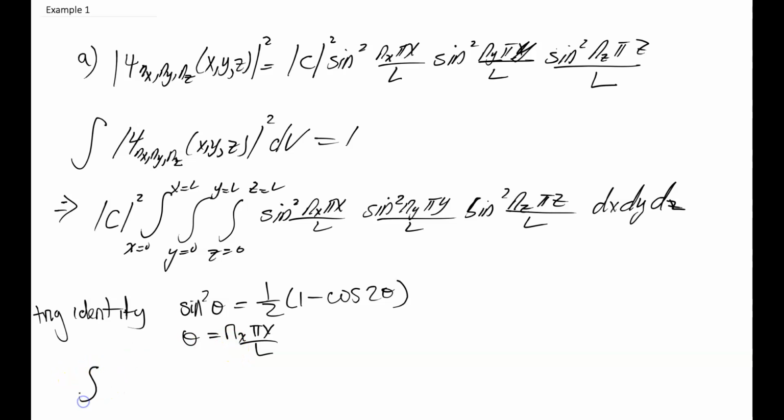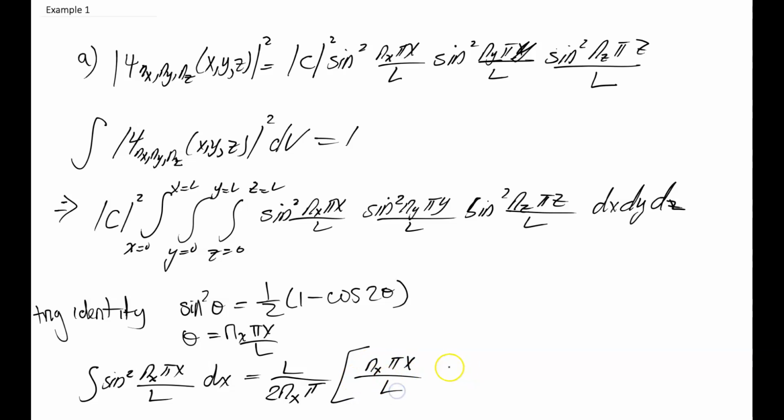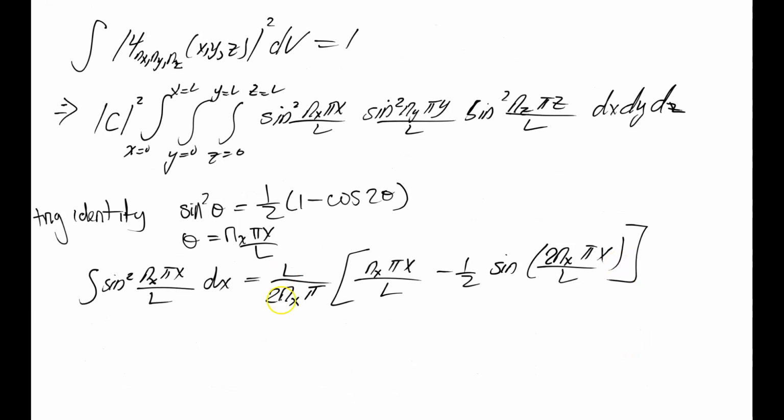Then after you plug this into a computer, or you can look up your tables, or if you're comfortable enough with your methods of integration from Math 227 at BBC or Calc 2, you can find out that this comes out to L over 2 n_x pi times n_x pi x over L minus 1/2 sine 2 n_x pi x over L. And a further simplification of this will give us x over 2 minus L over 4 n_x pi sine of 2 n_x pi x over L.